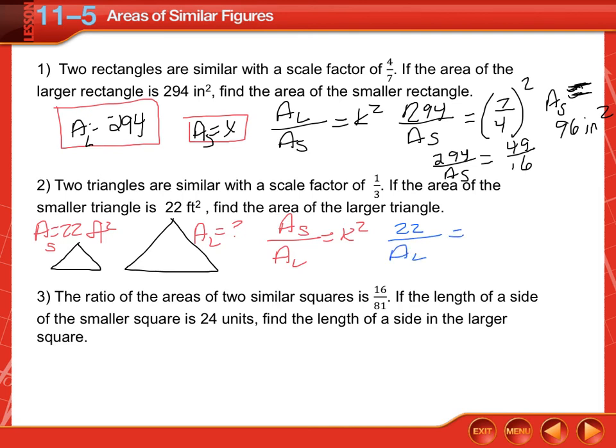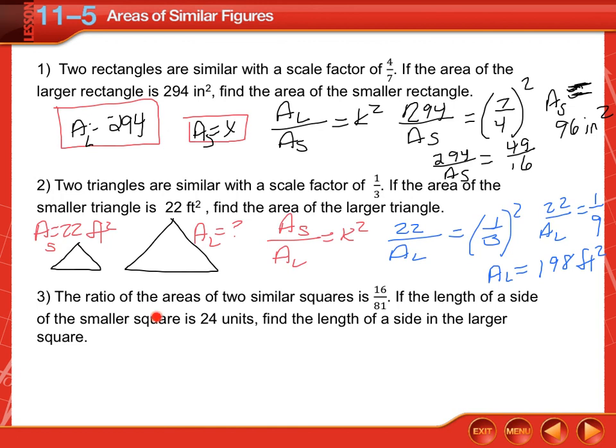And again, we got to be super careful here with the scale factor. Since I put the smaller on the top and the larger on the bottom, we're good to go by just using 1/3 squared. So 22 over the area of the larger equals the square of 1/3, and that's 1/9. And if we cross multiply and solve, we get the area of the larger triangle is going to equal 198 square feet. Okay, the final problem.